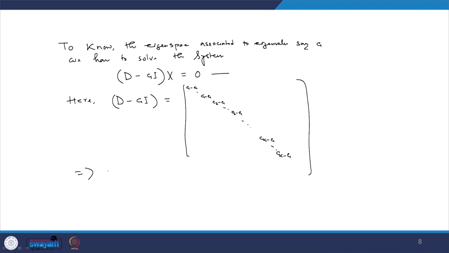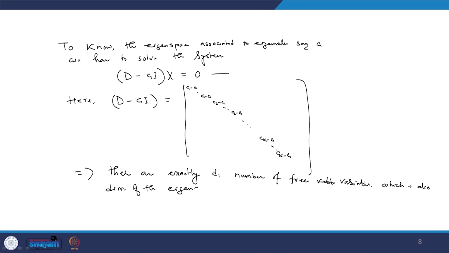So, there are exactly D1 free variables. That is, exactly D1 zeros are on the principal diagonal of the matrix D minus C1 I, and that is basically the number of free variables, which is also the dimension of the eigenspace W1. Similarly, if you go for C2 or C3 or Ck, the number of zeros in D minus Ck I will give you the dimension of the eigenspace Wk.